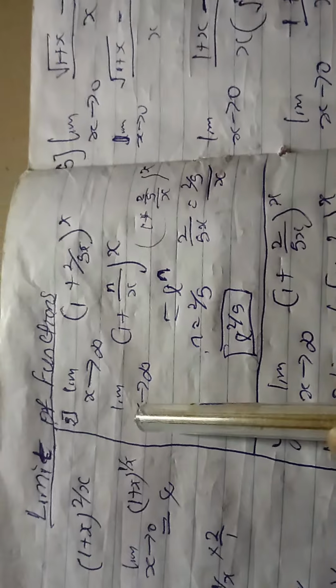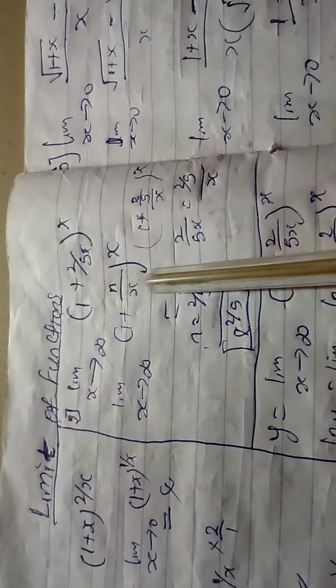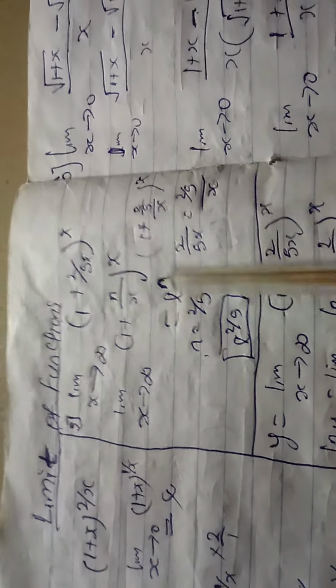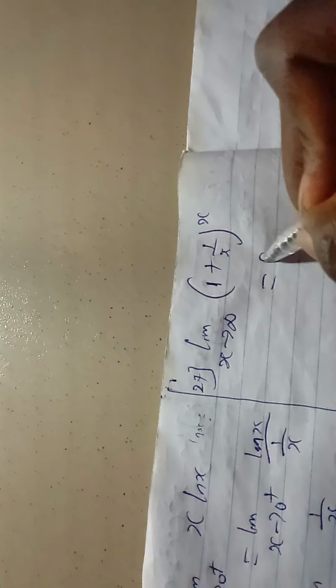Yeah, if you have this pattern, the limit as x tends to infinity of (1 plus n over x) raised to the power x is equal to what? e raised to the power n. But here, since our n is 1, the answer will be e. Are we together? So the answer here is equal to e. That's the answer. But we still want to solve it.